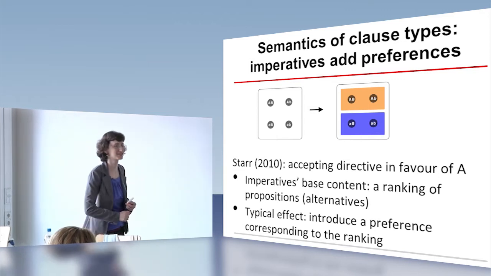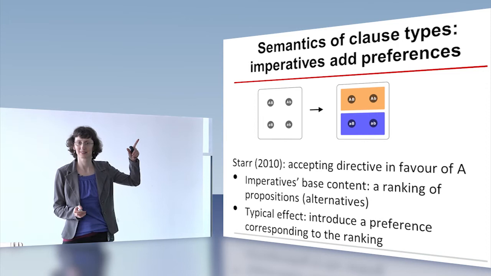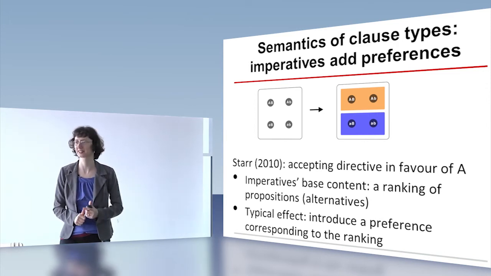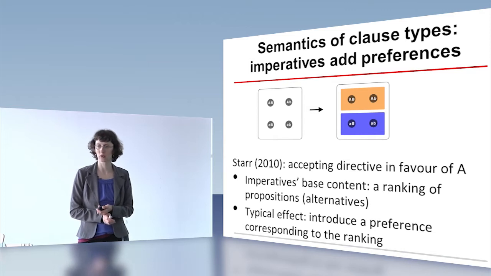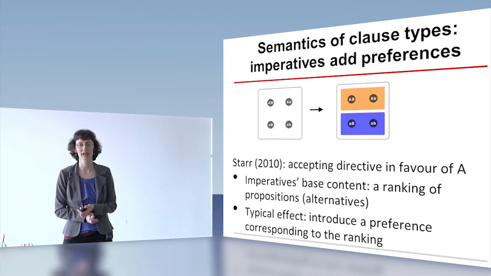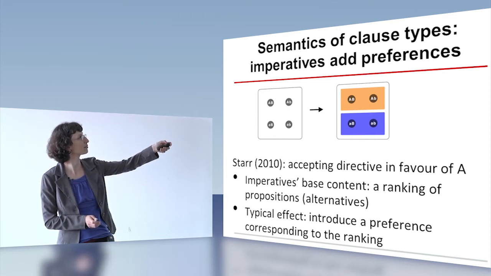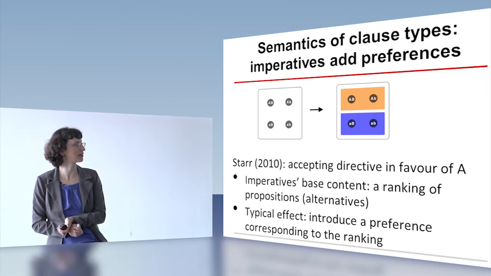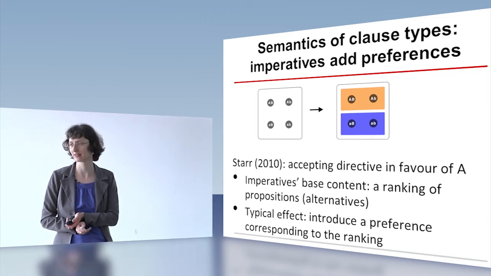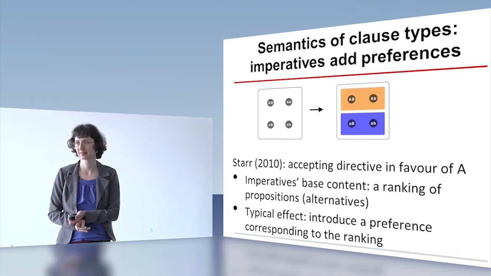Oh, good, colors show up. So I don't need to try to represent colors using a chalkboard. The warm color represents good. We prefer that over cold color. Okay. So basically, accepting a directive in favor of A is like ranking A propositions over non-A propositions. So the top A worlds are ranked over the bottom worlds. Okay. So under his proposal, the base content of imperatives is a ranking of propositions, a ranking of alternatives. And the typical effect of an imperative is to introduce a preference corresponding to that ranking. All right.